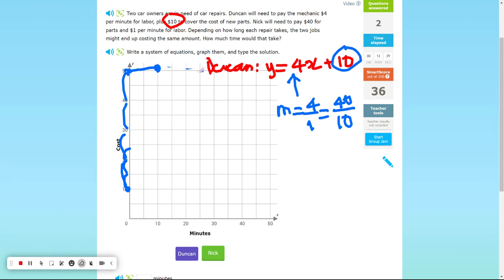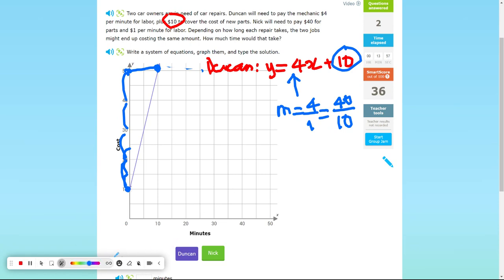Okay, so I can wrap this. Here we go. Get my tool. For Duncan, start with 10, up 40, right side 10. Okay, and then the next person is Nick.